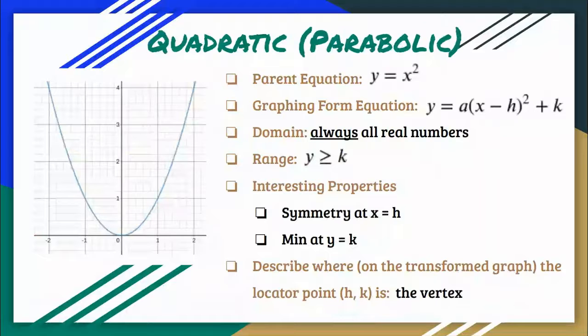And there is a minimum or maximum, depending on the shape of your graph, at y equals k. So whatever the k value is will be either your min or max. In this case, it's a min. And as we know so far, h and k in our parabolic or quadratic function always represents the vertex.